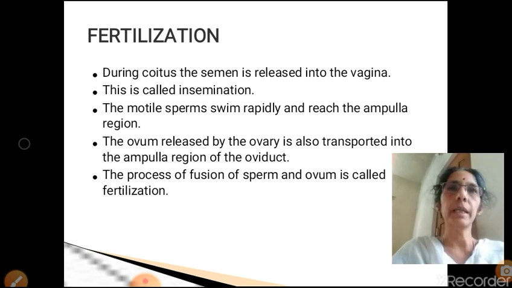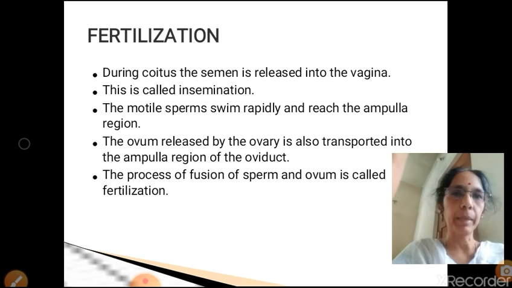Gametogenesis. Second one is insemination. Third is fertilization, implantation, gestation, and parturition. So far you have studied about gametogenesis. Now, for fertilization to occur, the male gamete has to reach the female gamete.